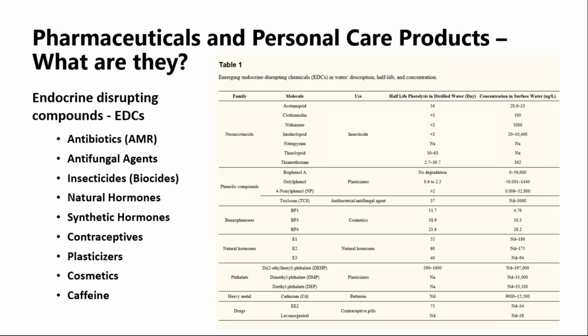One of the things that probably doesn't immediately come to mind, and these used to be called endocrine disrupting compounds, have been renamed pharmaceuticals and personal care products. What they are is pharmaceuticals, antibiotics, antifungals, insecticides, hormones, contraceptives, plasticizers, cosmetics. Even caffeine is considered a pharmaceutical and personal care product.